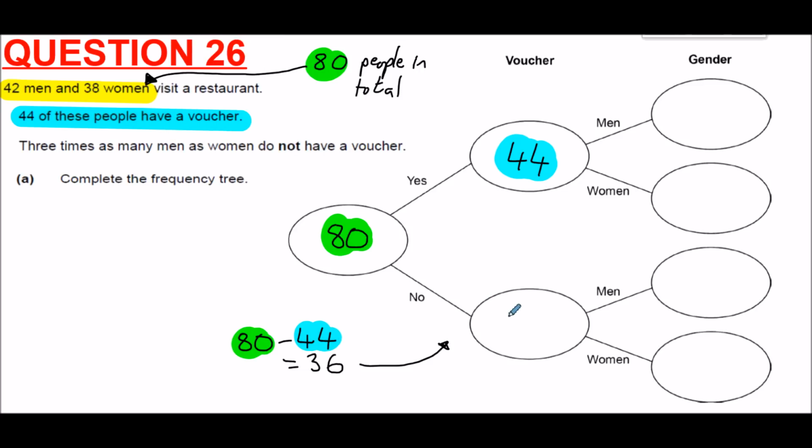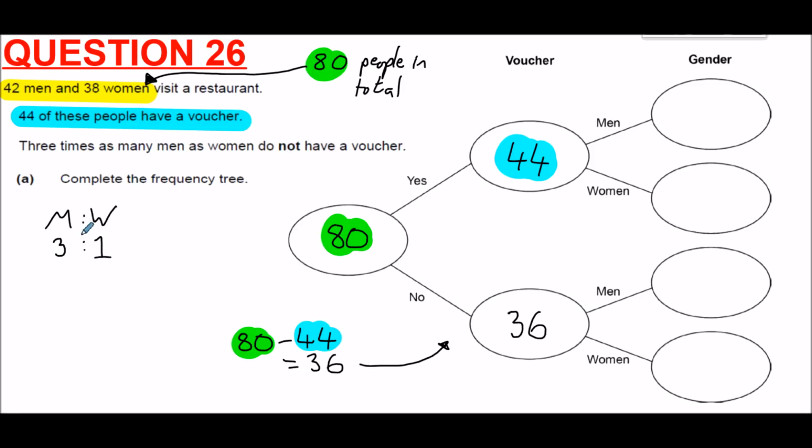That one's 36. It now says that 3 times as many men as women do not have a voucher. So this is about the people without a voucher. So if the ratio of men to women that don't have a voucher is 3 to 1.